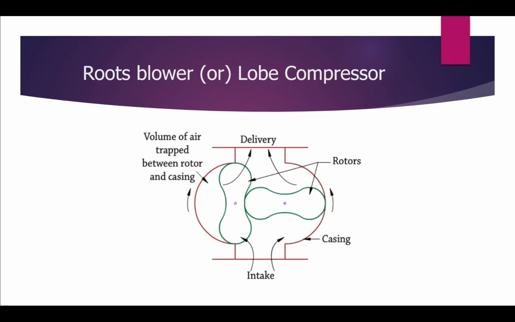Here, this is a positive displacement type compression. That means there will be no chance of flow in the backward direction. So this is the suction. What happens when this lobe is rotating? If it is in this position, a certain amount of air is trapped here. And this will come like this and the air here will be delivered.